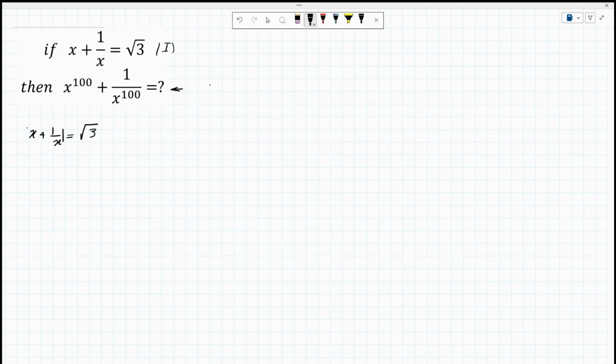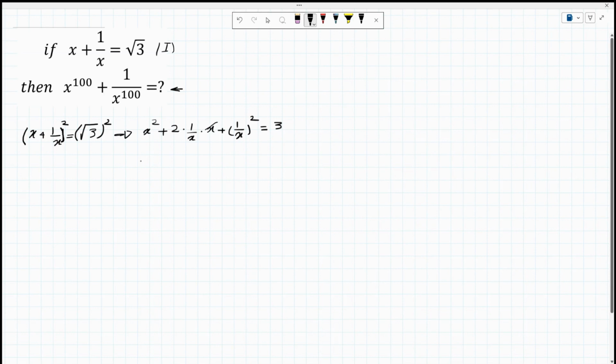So I'm going to square two sides of this equation. So this gives us x to the power of 2 plus 2 multiplied by x multiplied by 1 over x plus 1 over x to the power of 2 equals the square root of 3 to the power of 2, which will be 3.